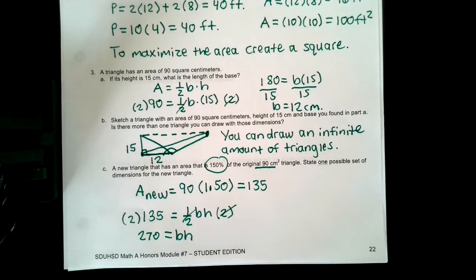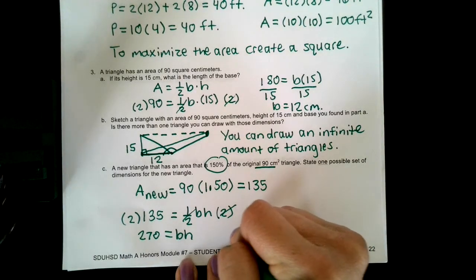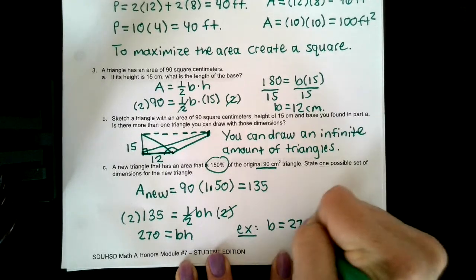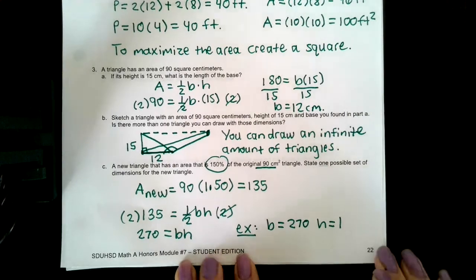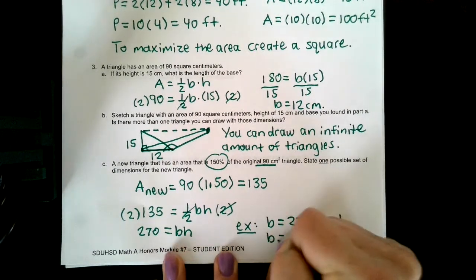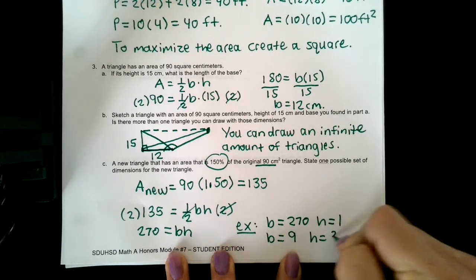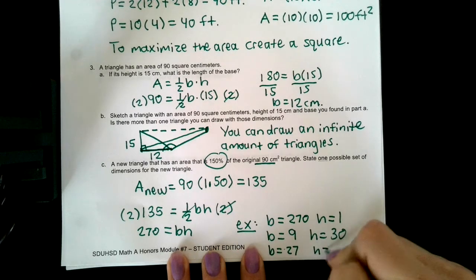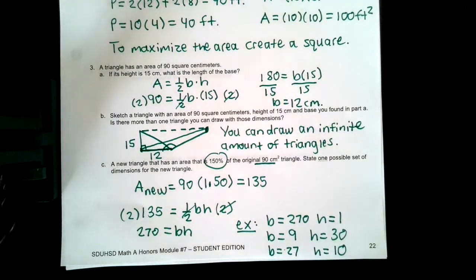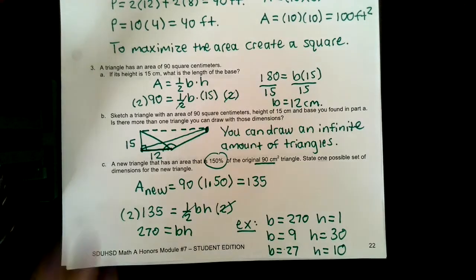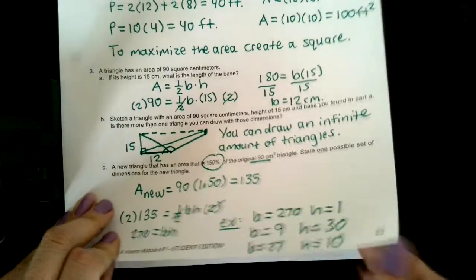Hopefully you came up with the easiest one. So the easiest one that I was thinking of, for example, would be the base is equal to 270 and the height is equal to 1. Hopefully you guys came up with some better bases and heights. Maybe you came up with 9 and 30. Or you came up with an easier one like 27 and 10. Either way, as long as you can get the base and height to multiply together to give you 270, those are some possible set of dimensions for your new triangle. Okay, let's go on to our next page.